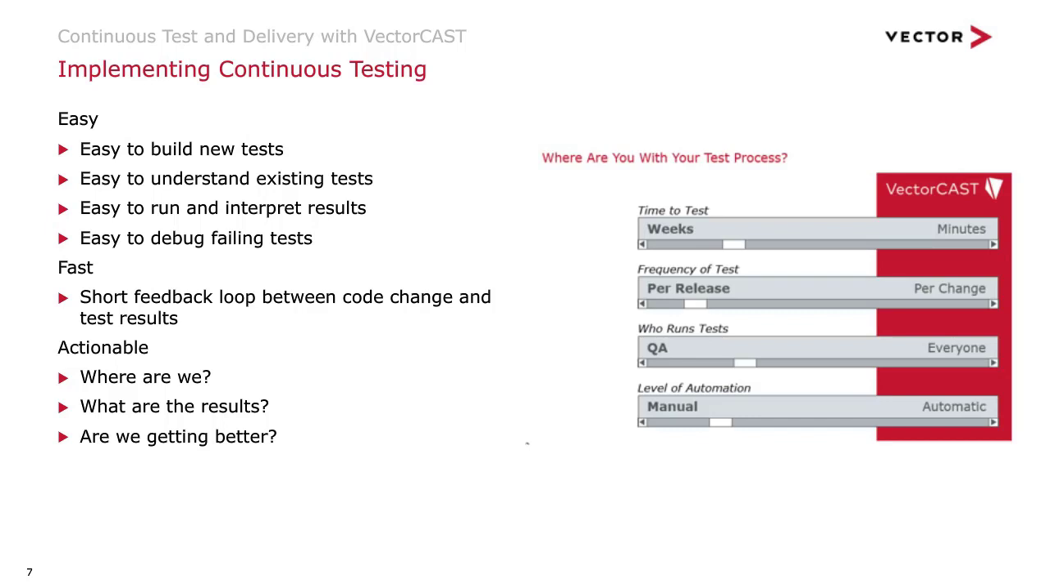So these are 4 metrics that you can move those slider bars, and you want to assess where you are on that slider and then put steps in place to start moving those sliders over to the right-hand side.